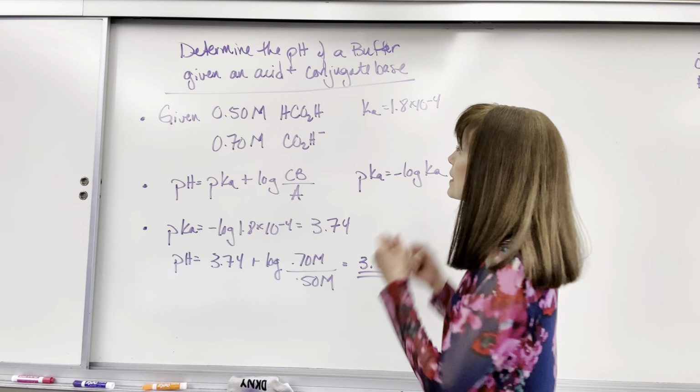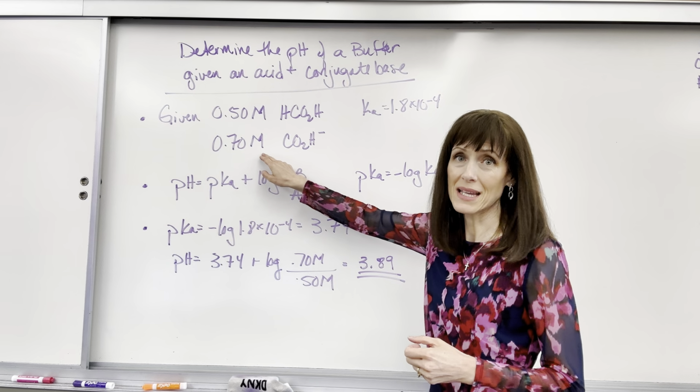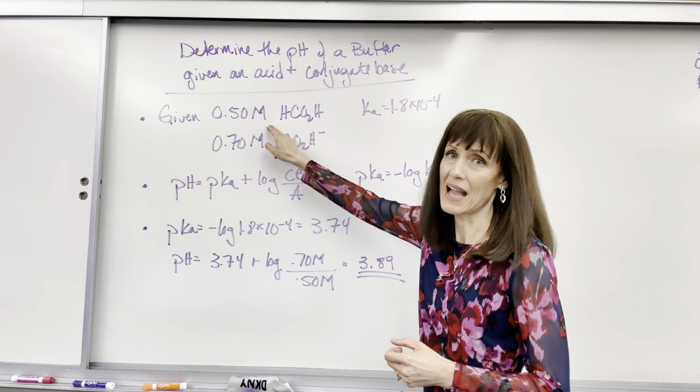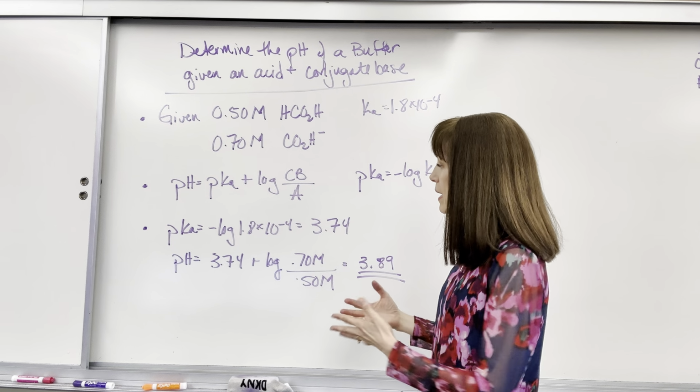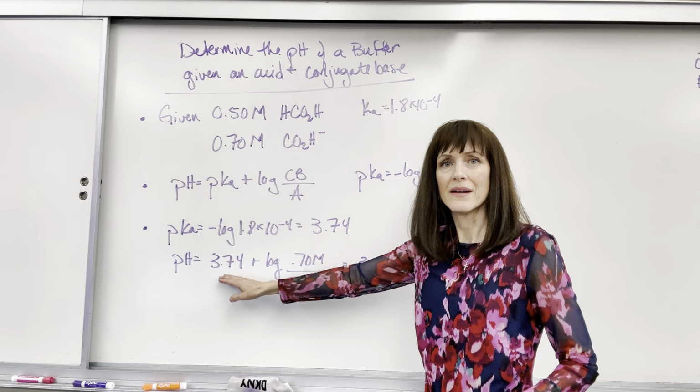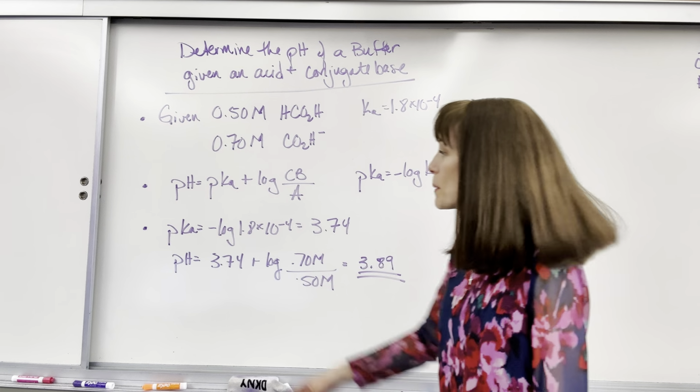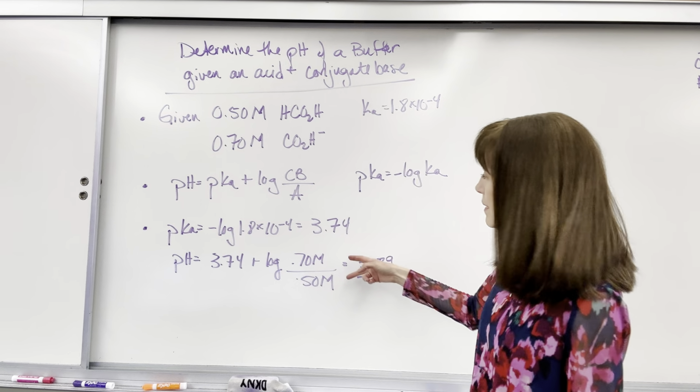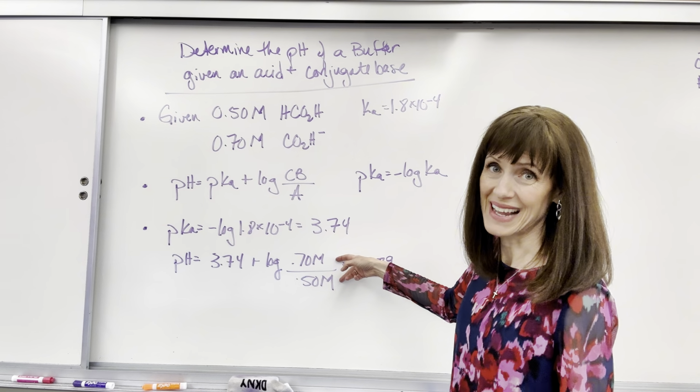I like to point out, notice that the final pH is greater than the pKa. That would make sense because we have more base, conjugate base, than the acid. So I would anticipate that this pH would be higher than the pKa. Just a reminder, pH equals pKa when the conjugate base and acid are equal.